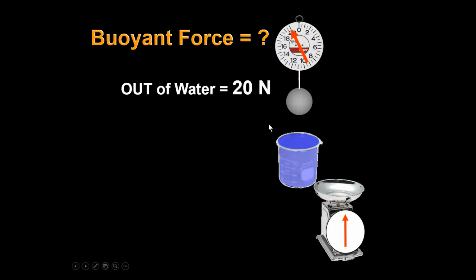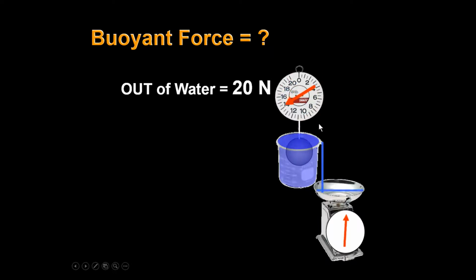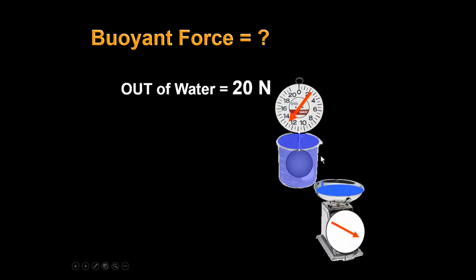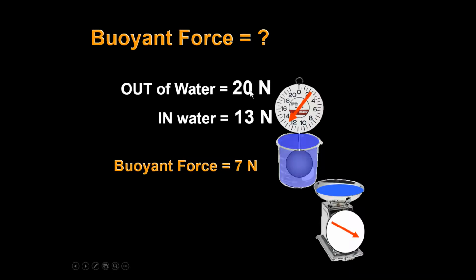Okay, let's see if we can put that to the test here. Let's say we have an object here and it weighs about 20 newtons out of water. When we set that in water, it's going to spill water off to the side. It's going to displace water. Now the scale only reads 13 newtons. So what was the buoyant force? Well, the water must have been pushing up with 7 newtons because it weighed 7 newtons less.